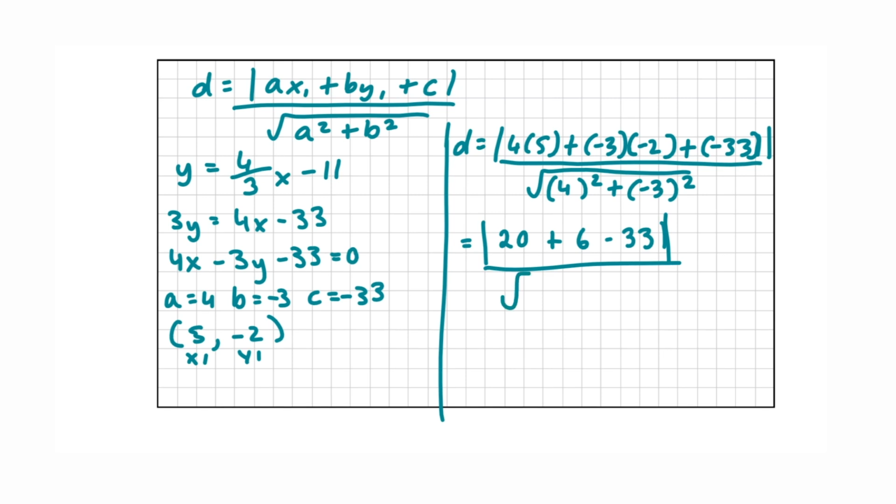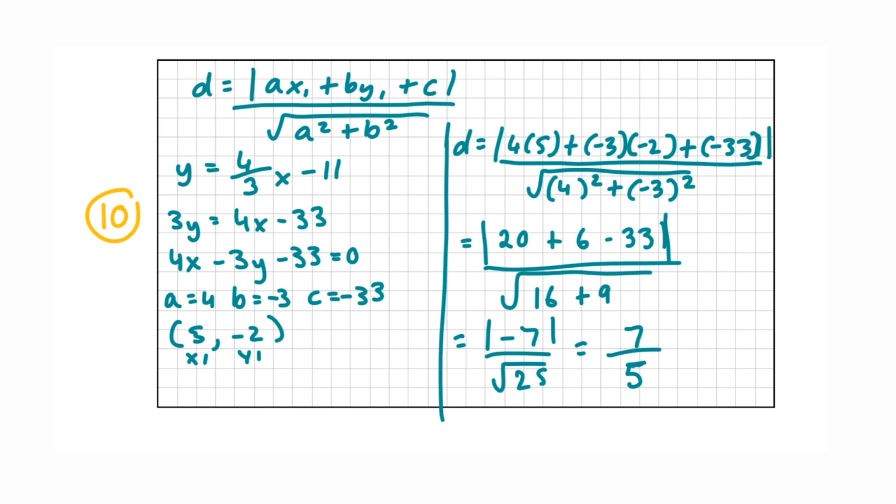All over the square root of 4 squared gives me 16, and minus 3 squared will give me 9. So tidying this up, this will leave me with the absolute value of minus 7 all over root 25. So the absolute value signs means we're just going to take the positive of this. So this is going to leave us with 7. And then the square root of 25 will leave us with 5. So this is your answer to this part of the question. And to get that answer, you get a total of 10 marks.